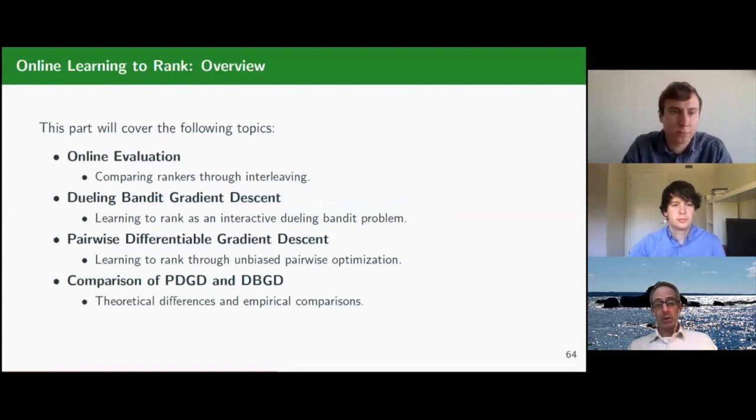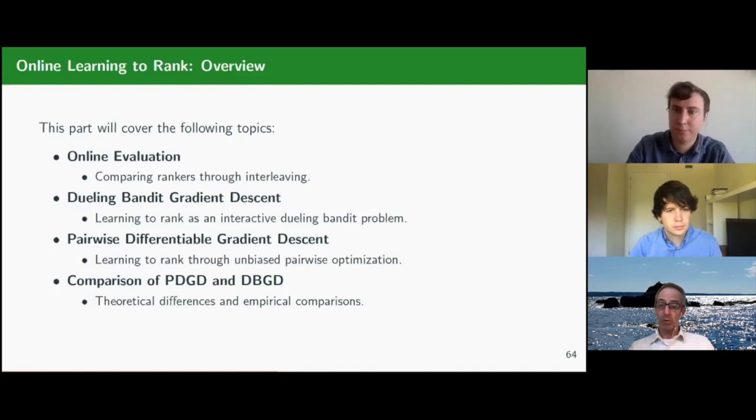We'll then consider a recent alternative method, pairwise differentiable gradient descent, that has learning to rank through unbiased pairwise optimization. And we'll wrap up with a comparison of these two methods, dueling bandit and pairwise differentiable gradient descent. We'll look both at the theory and at empirical evidence. Over to you, Rolf. Thank you, Maarten.